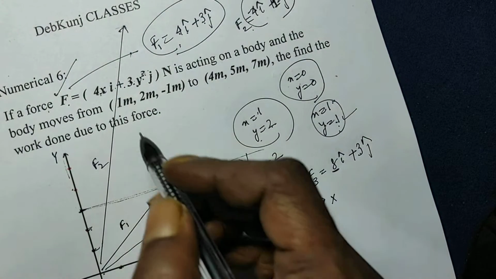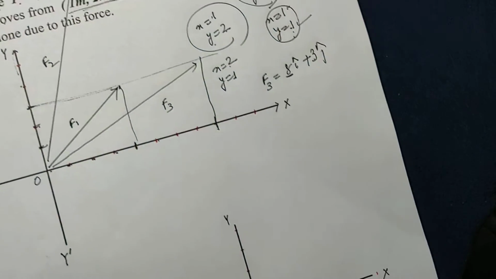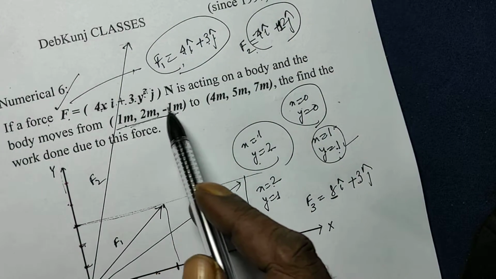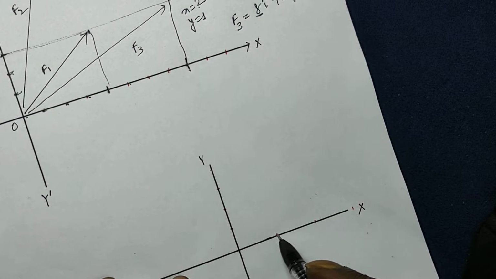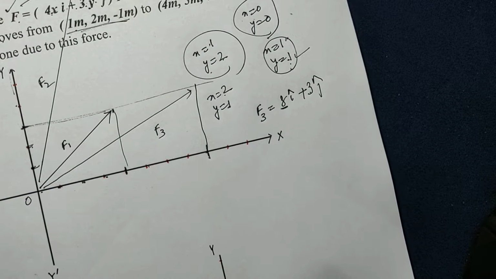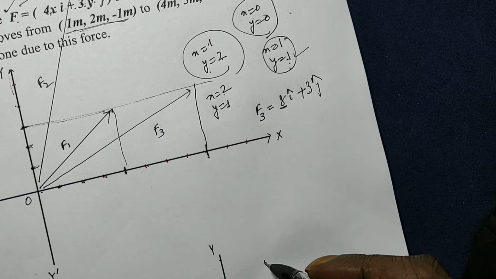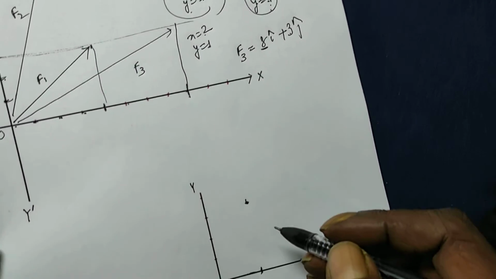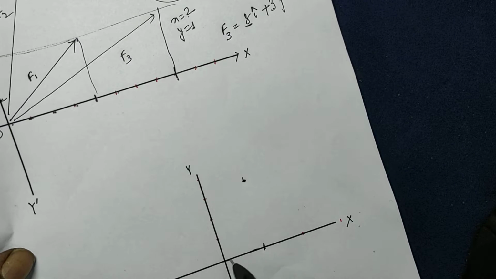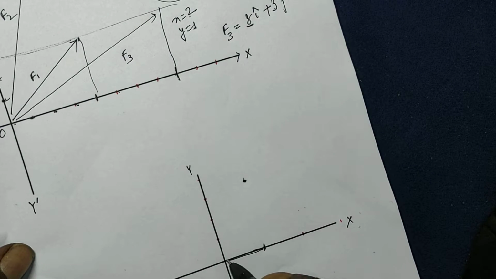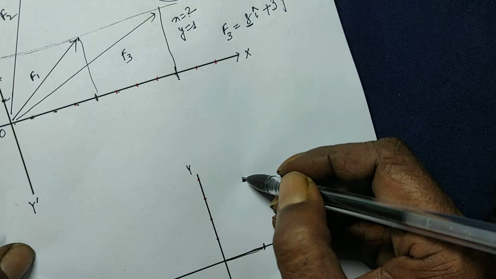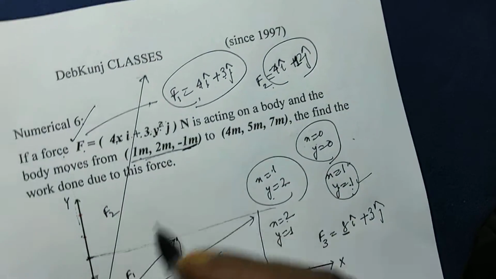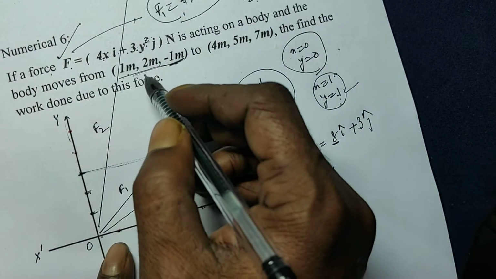Now, coming back to the position. Where is this position? X value, y value, z value. 1 unit to this side, 2 units to this side, then minus 1 unit along negative z axis. Means from this point, 2 units to this side, 1 unit to this side, 2 units to this side, and from this point vertically downward 1 unit. That will be the tip of this position vector.